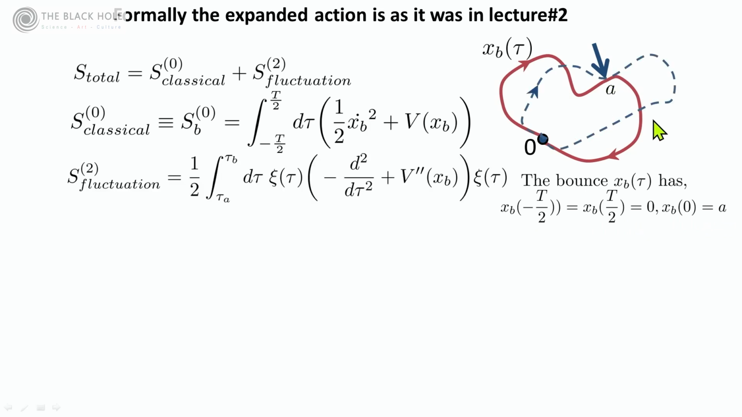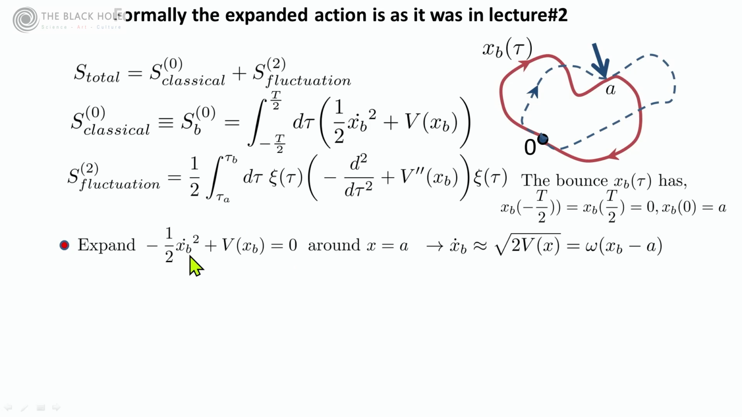There's also the fluctuation part, so all kinds of fluctuations that the Feynman path integral says we have to sum over. Now, let's take this and expand around the point x equals a. That's pretty trivial. xb dot is 2 times square root of V of xb. When you expand that around the point x equals a, the first term will be the derivative into xb minus a.